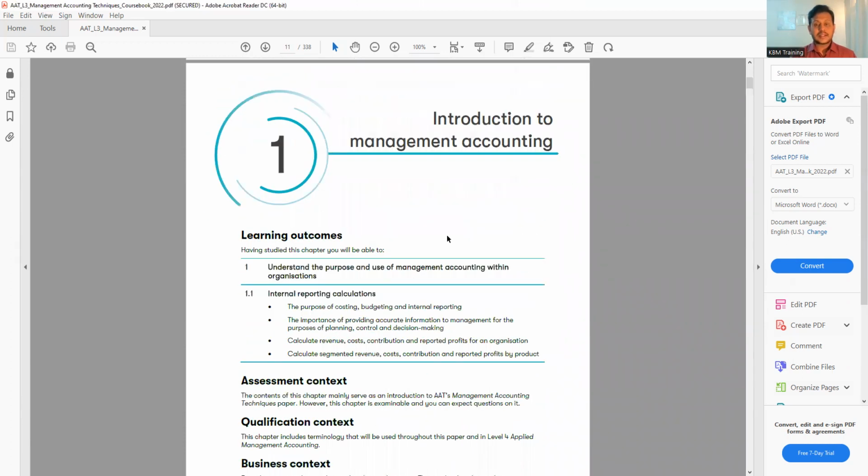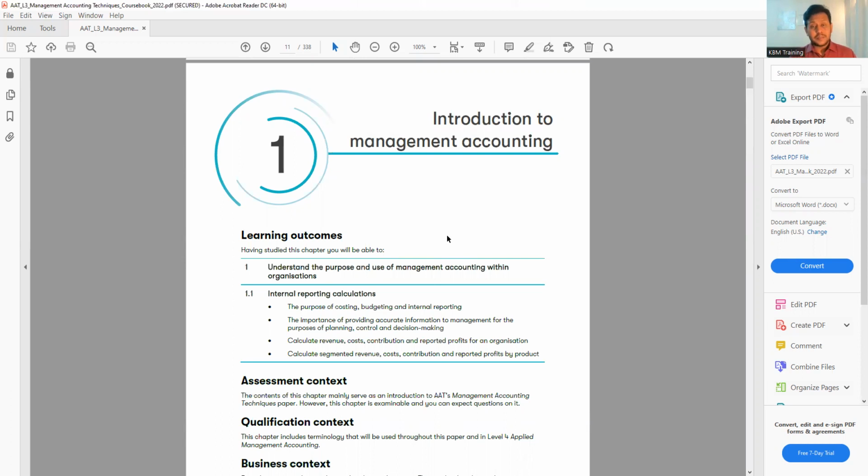Chapter number 1 is Introduction to Management Accounting. Now let's talk a little bit about management accounting. What is management accounting and why is it important? Some of us study accounting and think accounting is one thing, but actually accounting is a big area. There are a lot of things you can choose from accounting.